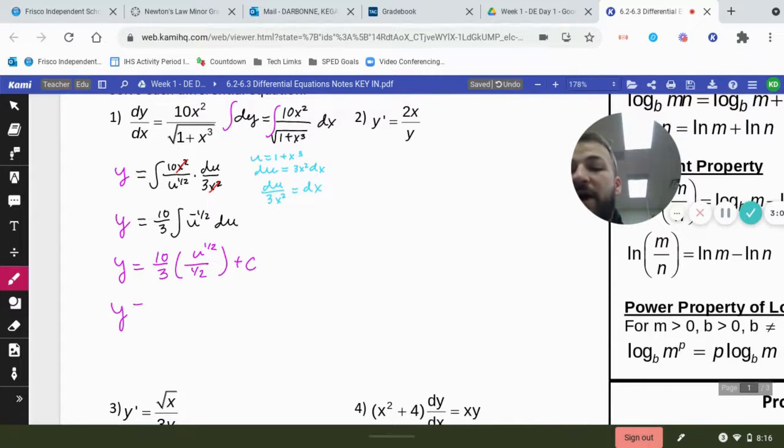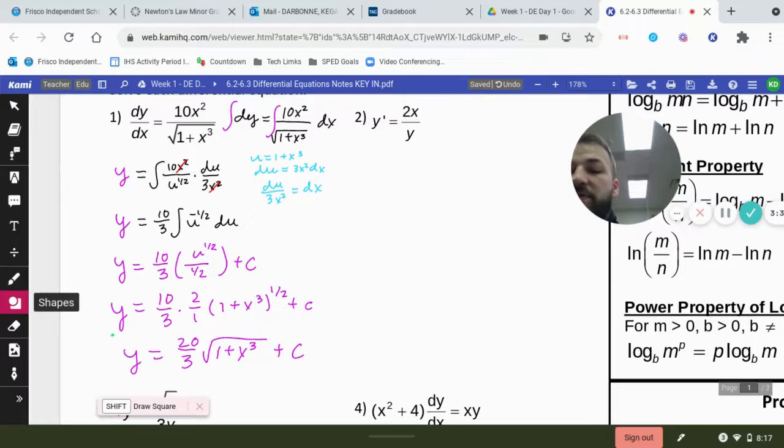Now this becomes y is equal to 10 over 3 times 2 over 1. u is now 1 plus x cubed to the 1/2 power plus c. So as my final answer, we get y is equal to 20 thirds times the square root of 1 plus x cubed plus c.